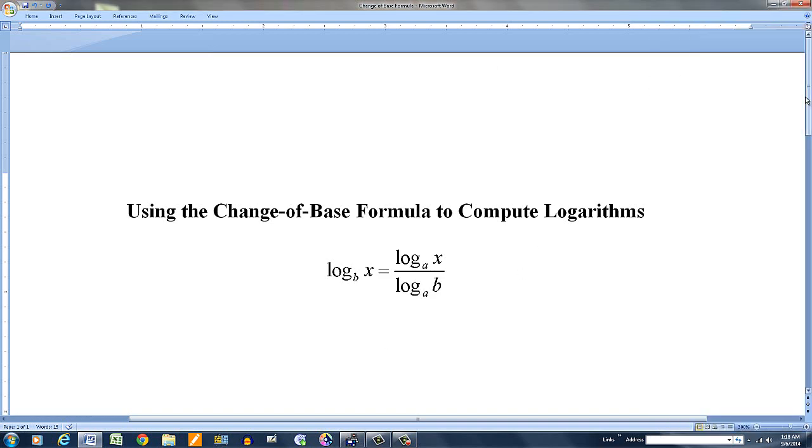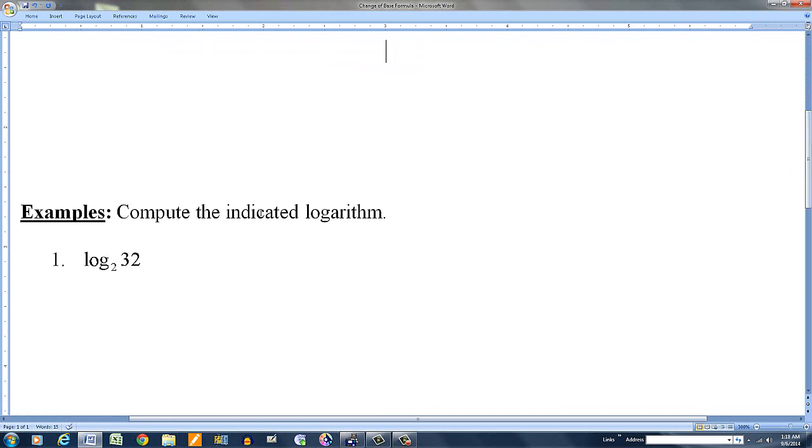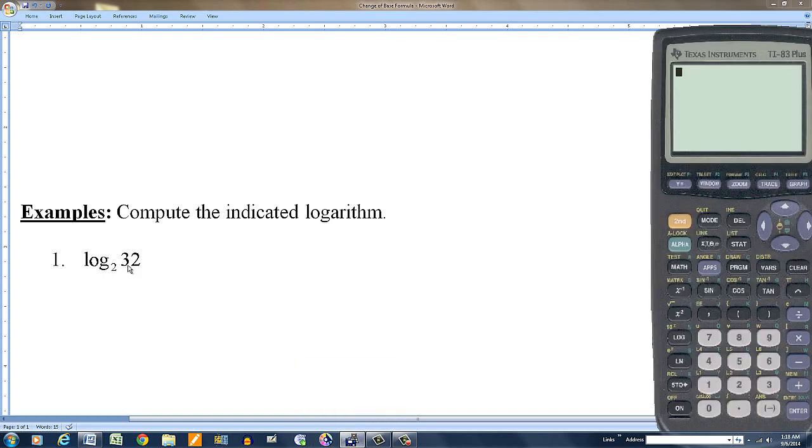So if you have some examples, let's say this one, compute the indicated logarithm, log of 32 to base 2. Okay, so I want the logarithm of the number 32 to base 2. Keep in mind that the logarithm is only defined if the number you're taking the log of is positive, and it cannot be 0. The base has to be positive and cannot equal 1. Those are the conditions for the logarithm to exist. So in this case I want the log of 32 to base 2.